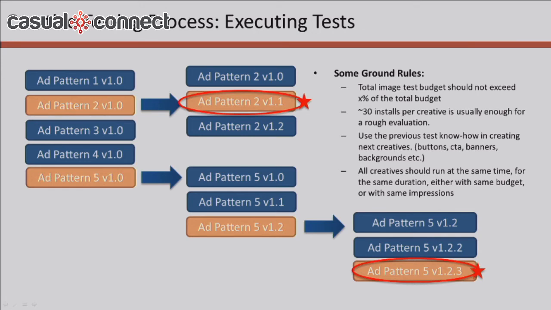Some ground rules to make sure of: don't exceed a certain percentage of the overall budget on testing, for obvious reasons. And make sure that you have enough installs running at the same time with the same conditions in each and every image test campaign.